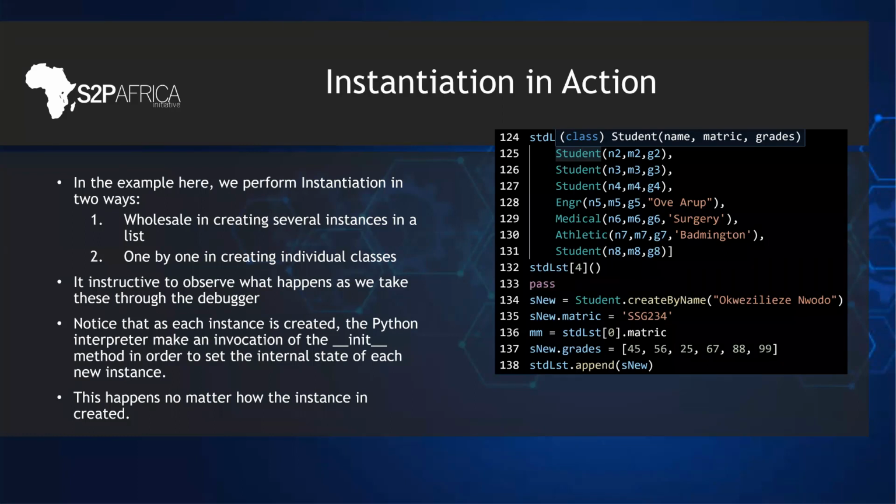What is important is that whether you are creating SNew, a student created by name Ukwezilezi Wodo, or you are creating them wholesale, every time one is created, the init method will have to be called. You cannot do anything behind the init method. The init method is the creator of instances in every class. It must be called. So it is so important. It is the thing that creates. So even though you can have a student class, it is the init method that creates the students. But it relies on the information in the template of the student class to do that.